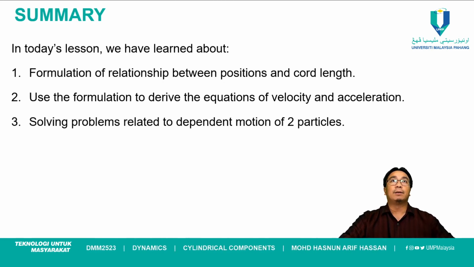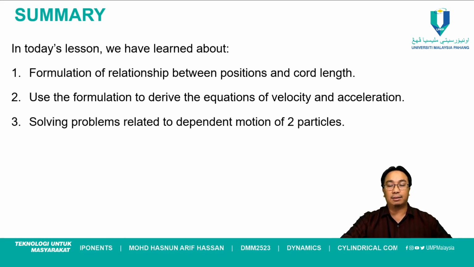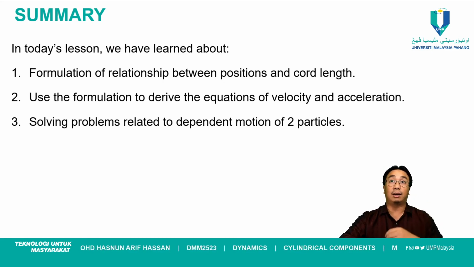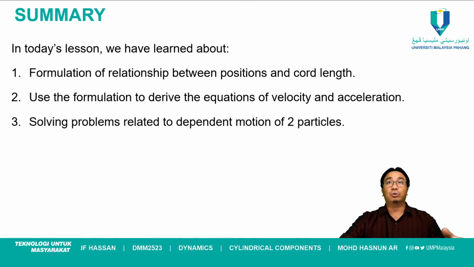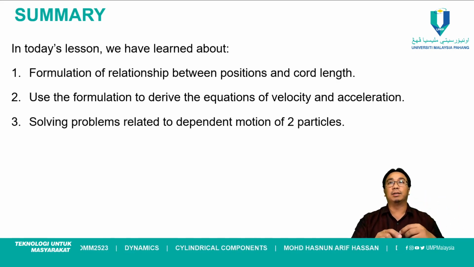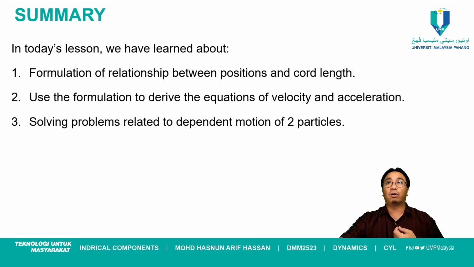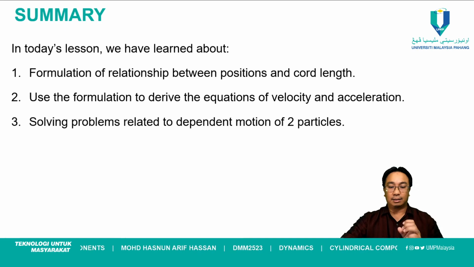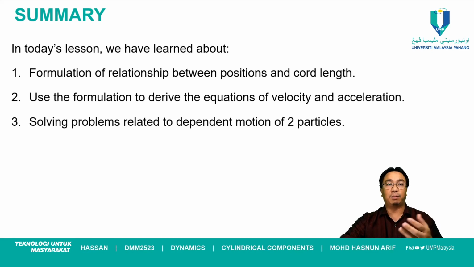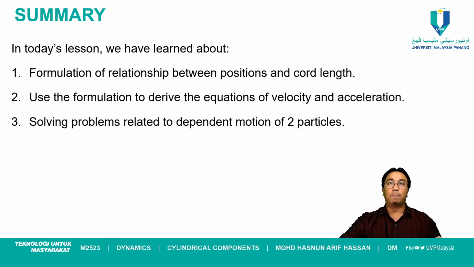So, in summary, what we have learned today is how to formulate a relationship between position and chord length. Chord length ni LT tadi, total length of the rope. Use the formulation yang kita ada tadi, LT sama dengan SA plus SB constant dan sebagainya, to derive the equation of velocity and acceleration. Kita tadi buat a few examples to calculate the velocity. Kita belum buat yang acceleration. Maybe later I will give you a few tutorial and then how to solve it for the case of acceleration.